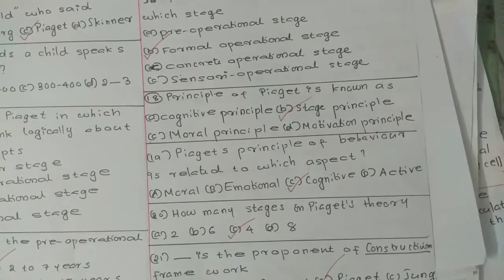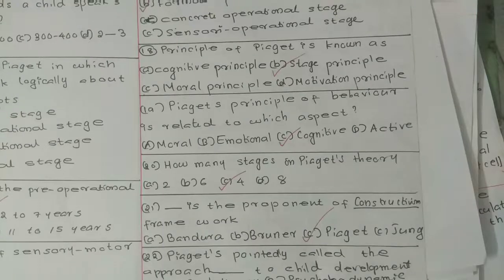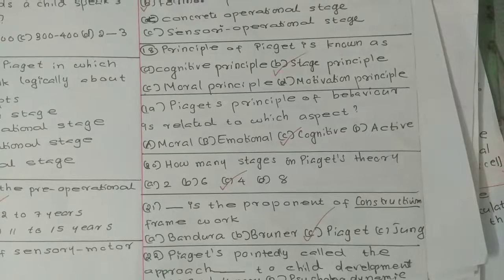Once again. Piaget's principle of behavior is related to which aspects? Moral and emotional, cognitive and active. So the answer is cognitive. How many stages in Piaget's theory? Option A 2, option B 6, option C 4, option D 8. So the answer is option C.